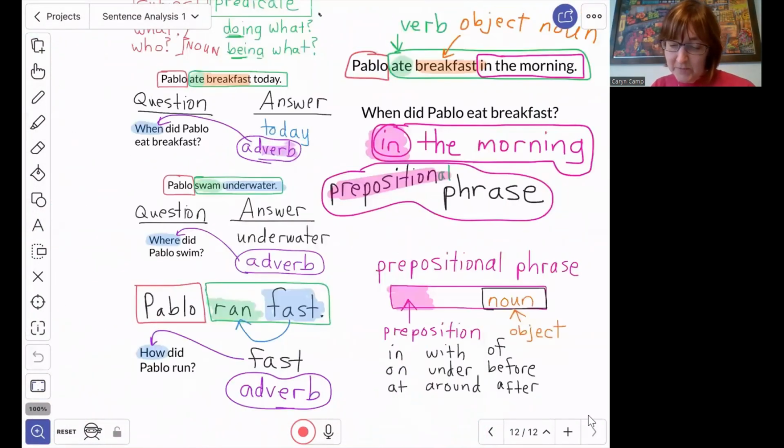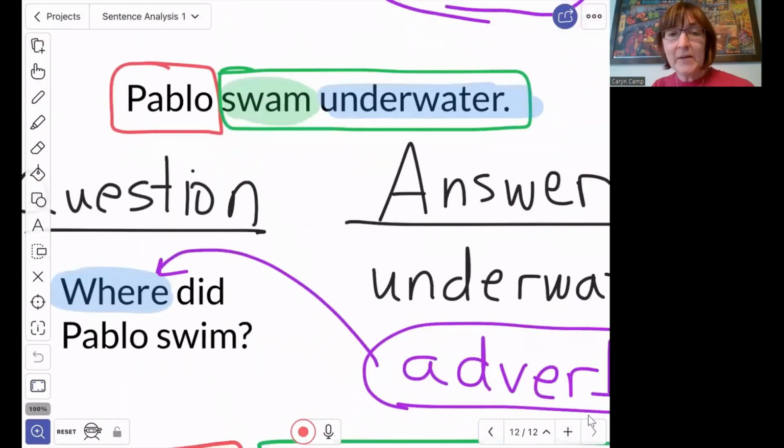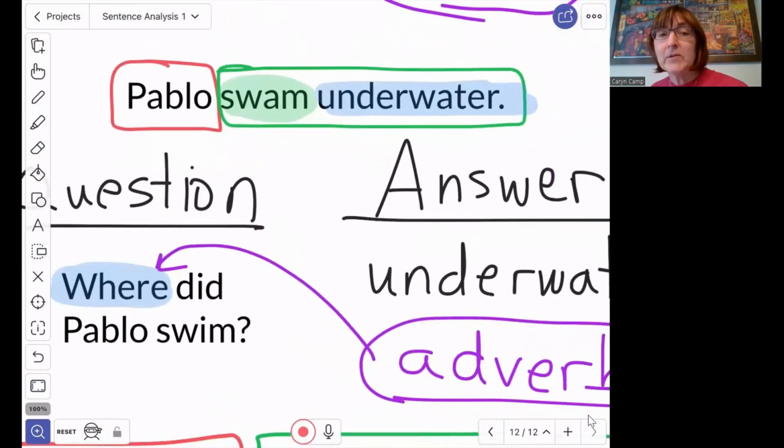Let's look at our other examples. We had Pablo swam underwater. We could say Pablo swam in the pool. And our question would still be, where did Pablo swim? But our answer would not be one word. It would be in the pool or in the lake or in the ocean. That's three words that you have to stick together to give the answer of where did Pablo swim. The first word is in, that's a preposition, and the last word is lake, pool, ocean, and that's a place or a thing, so that's a noun.